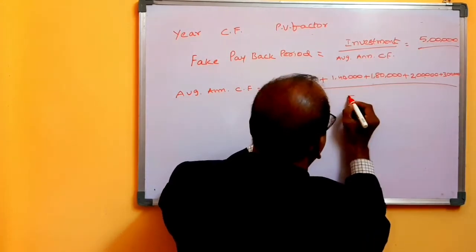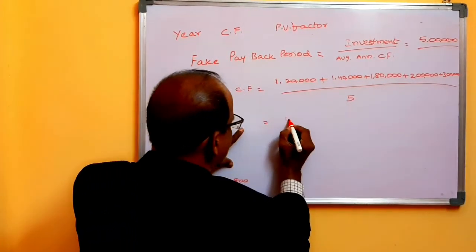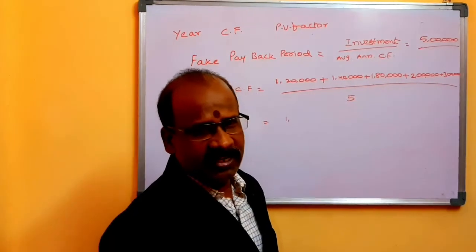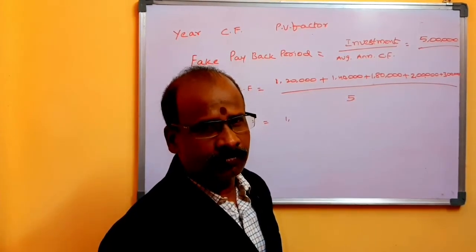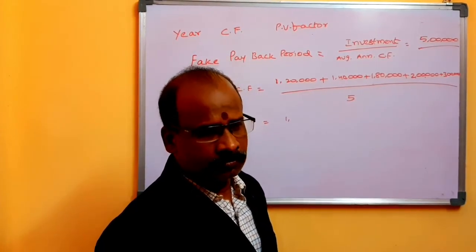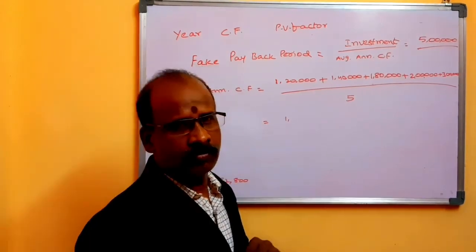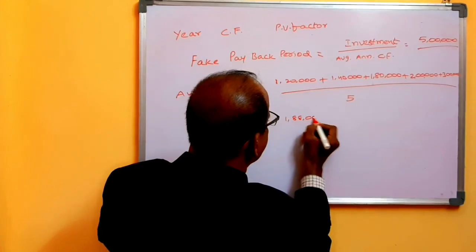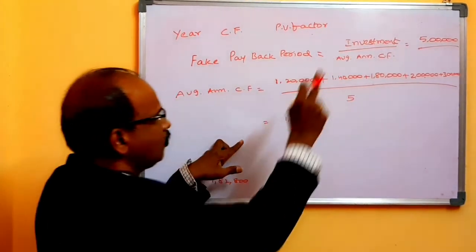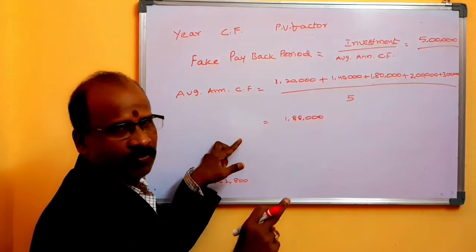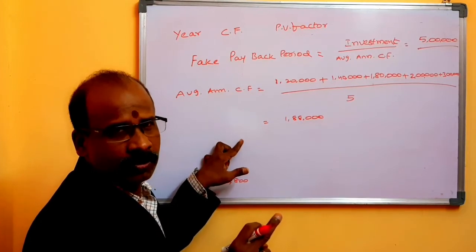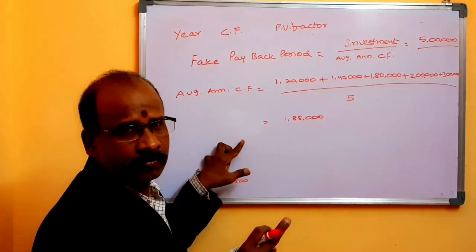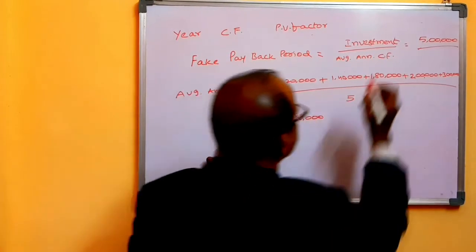Divided by 5, we get 1,88,000. This information is entered into the formula: 5 lakhs divided by 1,88,000. We get 2.66.